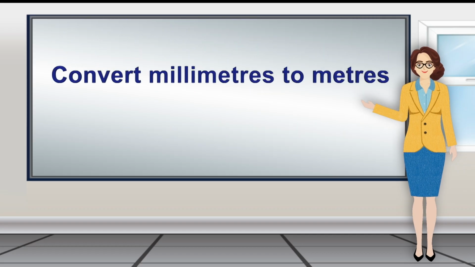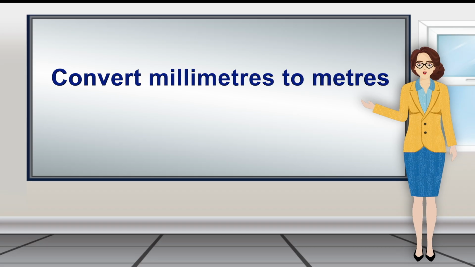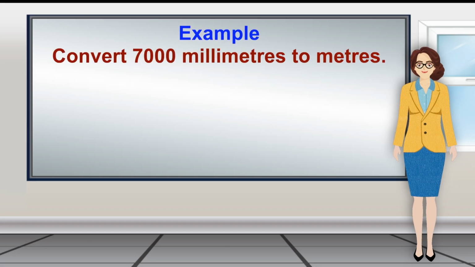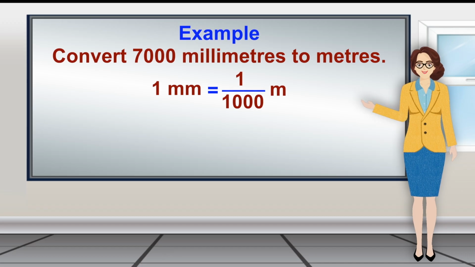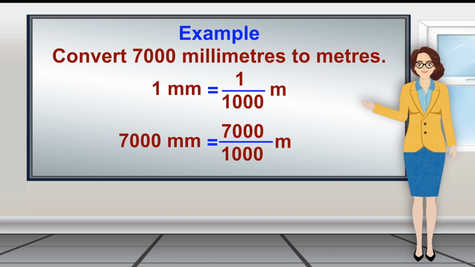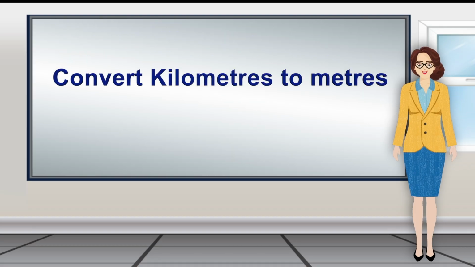Let's convert millimeters to meters by an example. Example: convert 7000 millimeters to meters. As 1 millimeter is equal to 1 by 1000 meters, so 7000 millimeters equals 7000 divided by 1000 equal to 7 meters. Let's learn to convert kilometers to meters by an example.